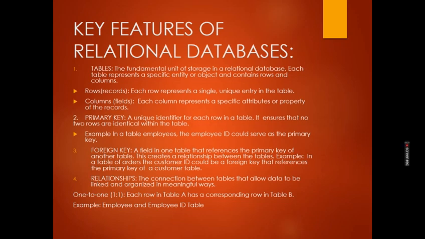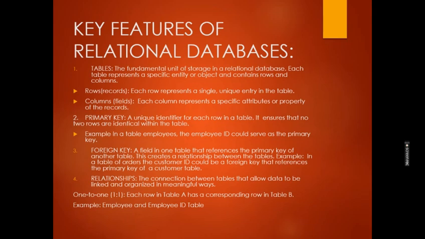Then foreign key, a field in one table that references the primary key of another table. This creates a relationship between the two tables. For example, in a table of orders, the customer ID could be a foreign key that references the primary key of a customer table. Then we have relationships, the connection between tables that allow data to be linked and organized in a meaningful way. Under relationships, we have a one-to-one relationship.